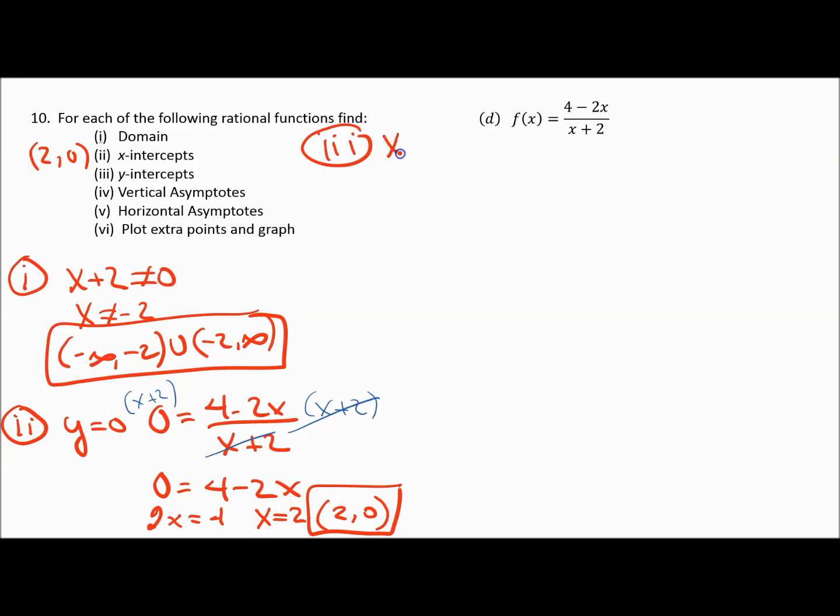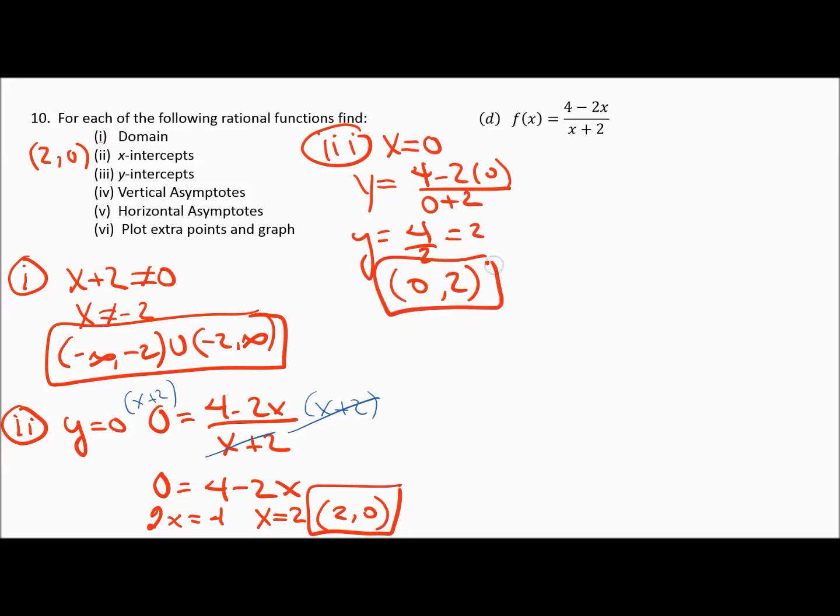Number 3, they want us to find the y-intercept. To find the y-intercept, you always substitute x equal to 0 into your function. F of x is the y value, so I'm just going to call it y equals 4 minus 2 times 0 over 0 plus 2. So it gives us y is equal to 4 divided by 2, which of course is 2, and it gives me the point (0, 2). Again, I'm going to include it over here in my list of information.